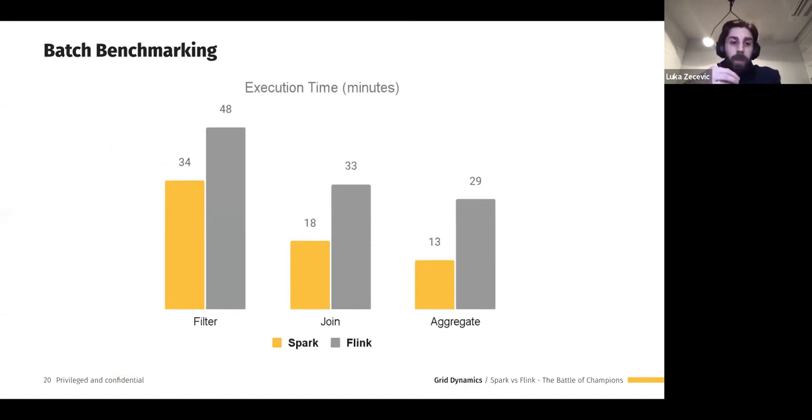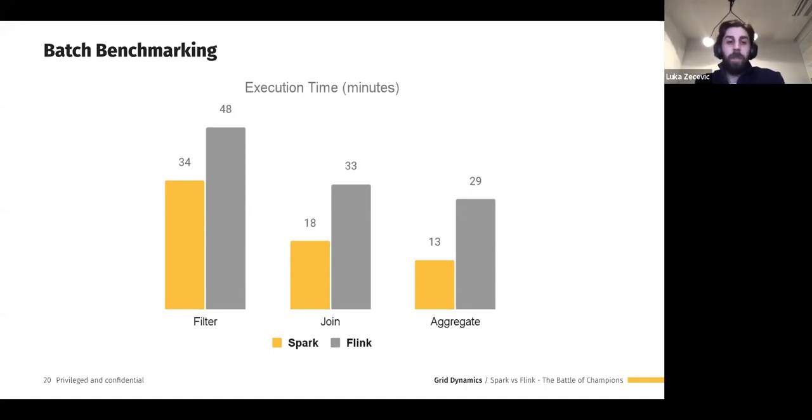So the first one is the filter. It was a simple job that filters the quantity of the sale modulo 2. Why did we do that? Because it will filter around 50% of the result set. That's why it took the longest, because it spent the most time writing back to S3.